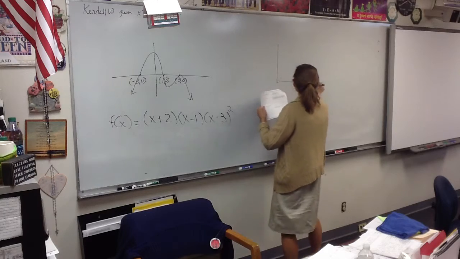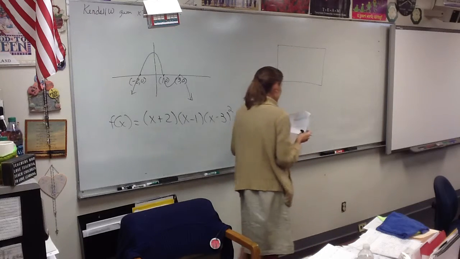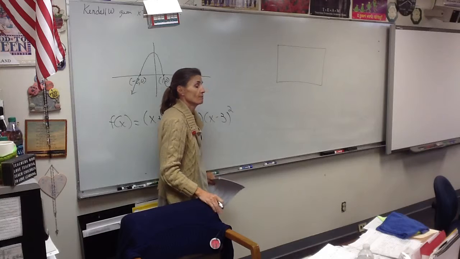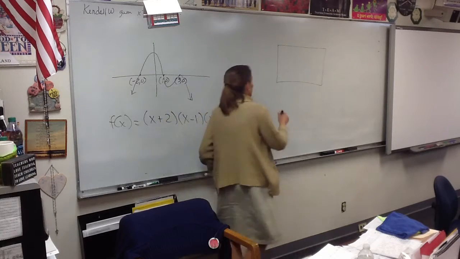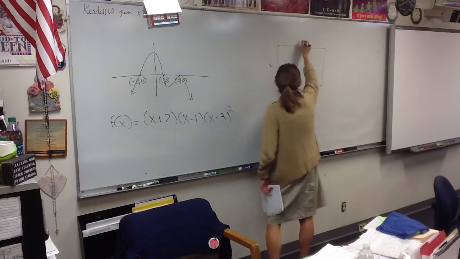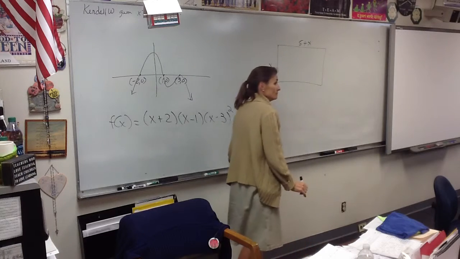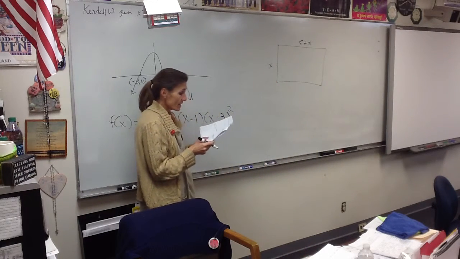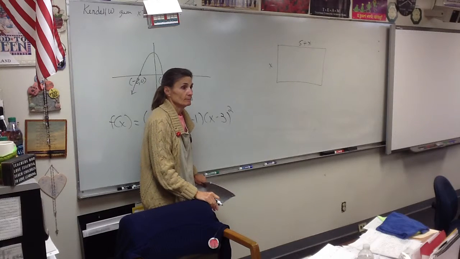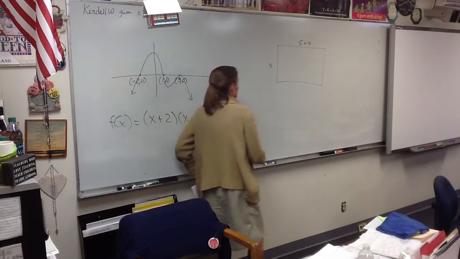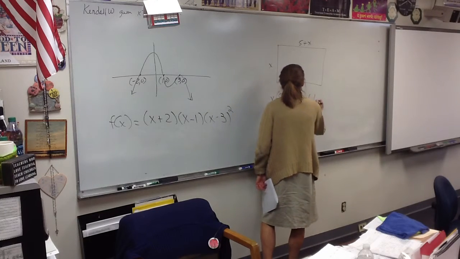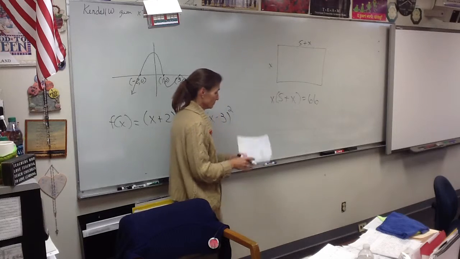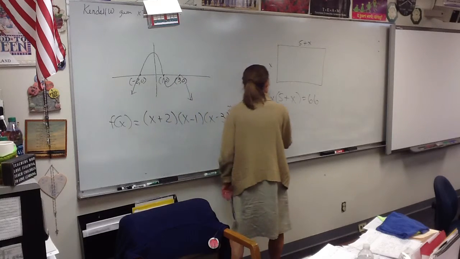The length of a picture is 5 feet more than its width. Stop right there. How are you going to set that up? The length is 5 feet more than the width. So if we let the width be x, the length would be 5 plus x. The area is 66. So that'd be 5 plus x times x equals 66. Length times width is area. Find the dimensions. So we're going to solve this equation.